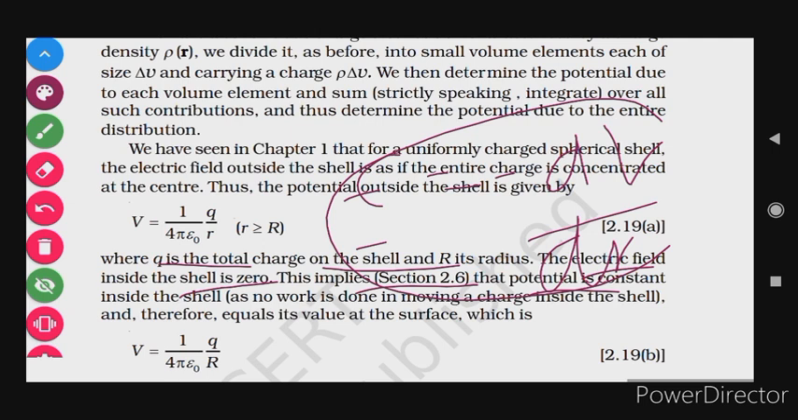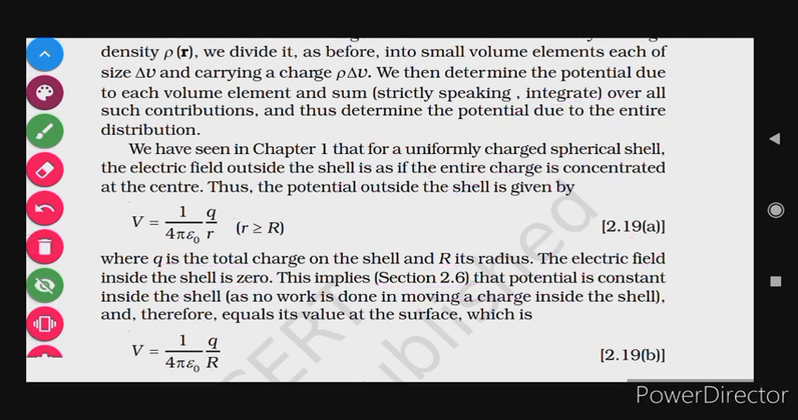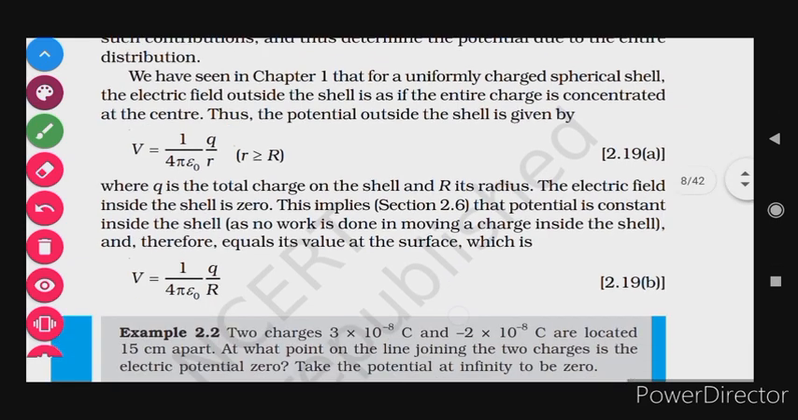So that's why the electric field is 0. No work is done in moving a charge inside the shell, because the potential is the same and the potential difference is 0. So no work is needed to move a unit positive charge inside the shell. The potential is equal throughout for a spherical shell; for different shapes and sizes, the potential differs. So for a charged shell, the potential inside the shell is 1 upon 4 pi epsilon naught, q by r. It is constant all throughout inside the shell and at the surface. Outside, it will be different.